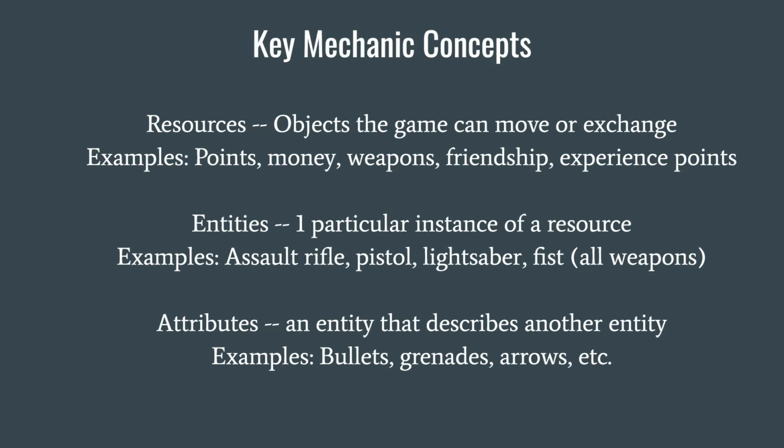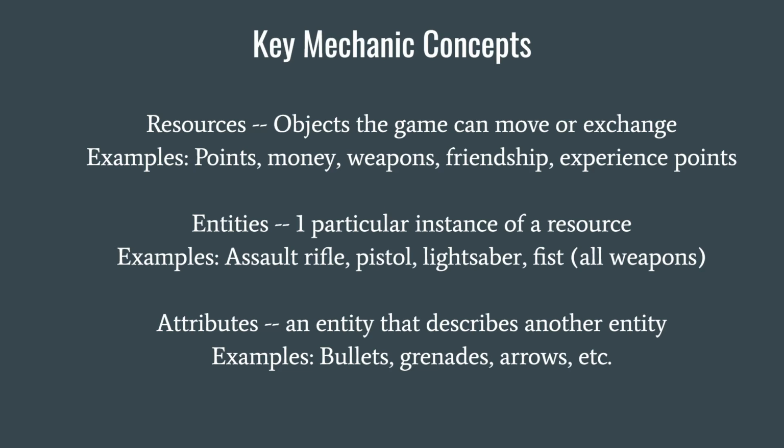Then resources. Once you've defined your resources, you divide them up into entities. An entity is just one particular instance of a resource. So let's use the resource weapons and pretend that it's a first-person shooter game. An example of an entity, if our resource was weapons in general, would be an assault rifle, or a pistol, or a lightsaber, or a dagger, or your fist, right? A fist even counts as a weapon, right? So that's a particular instance of a resource.